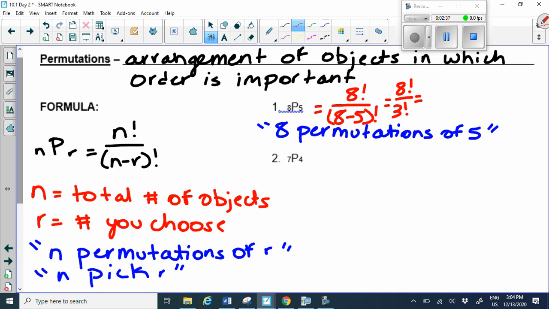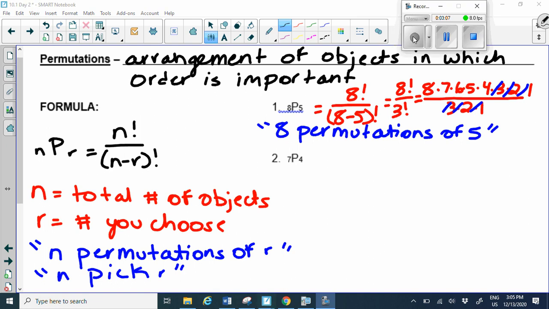So you do want to do what's inside the parentheses first. So this is going to be 8 times 7 times 6 times 5 times 4 times 3 times 2 times 1, all over 3 times 2 times 1. We know that if you see something in the denominator that's the same in the numerator, you can cancel it out. And so our final answer here, when we just plug it into our calculator, is going to be 6,720.